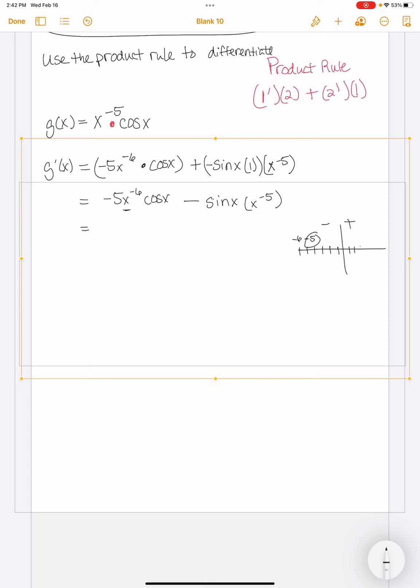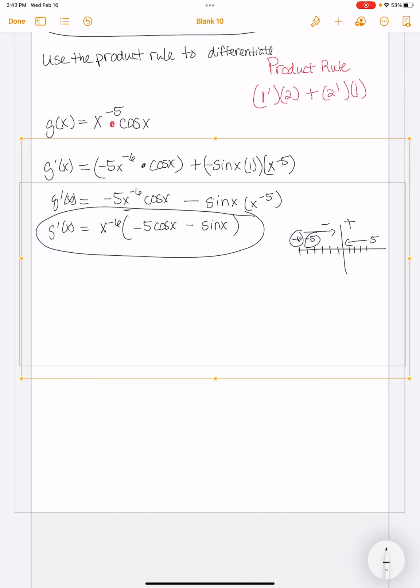So negative 5 includes negative 6, right? It's just like if we have 1, 2, 3, 4, 5. Okay, 5 includes all of the numbers before it. So when we pull this out, it's going to include all of the numbers before it. So we're going to pull out an x to the negative 6. And then we have negative 5 cosine of x minus sine of x.